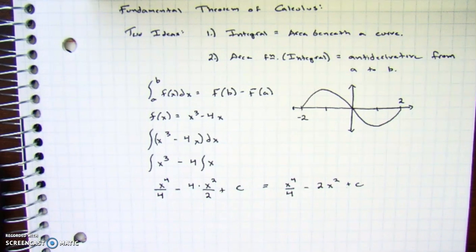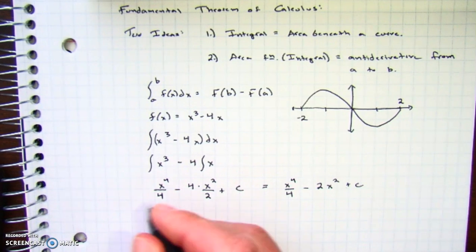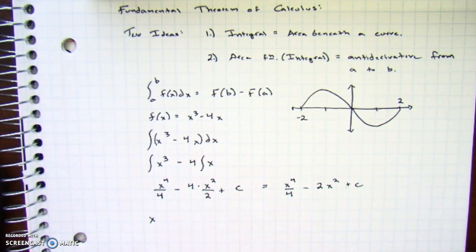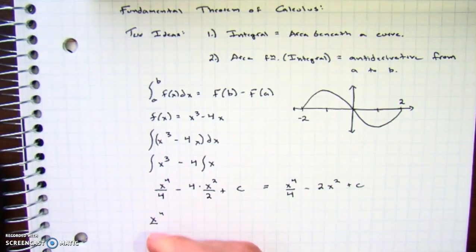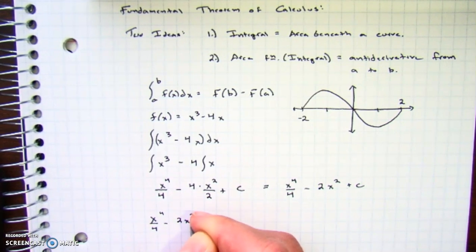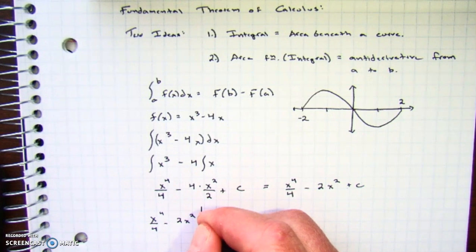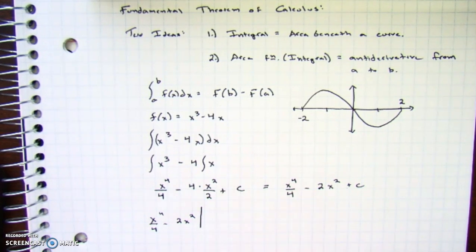So okay, let's take a look at this now. So I figured this out. First off, now I've got my antiderivative, so let's go first from -2 to 0. So I've got x to the 4th over 4 minus 2x squared, and the way that you write this is you just put a big line over there.